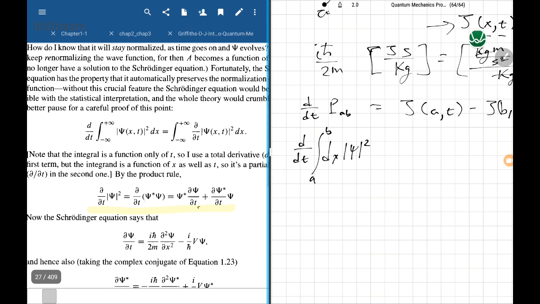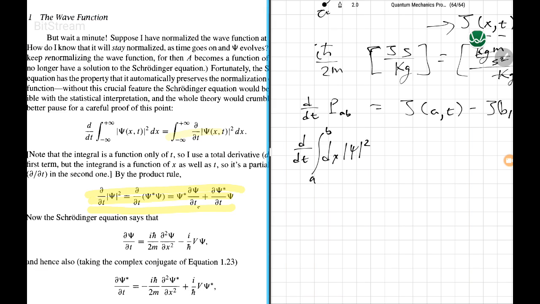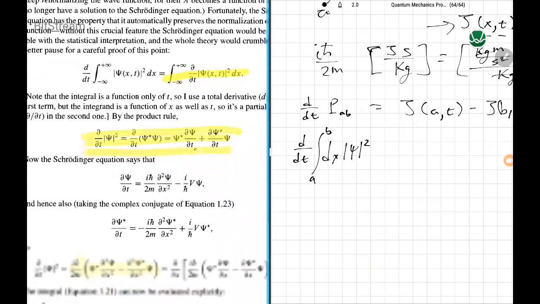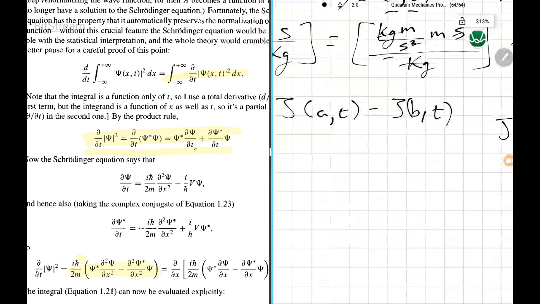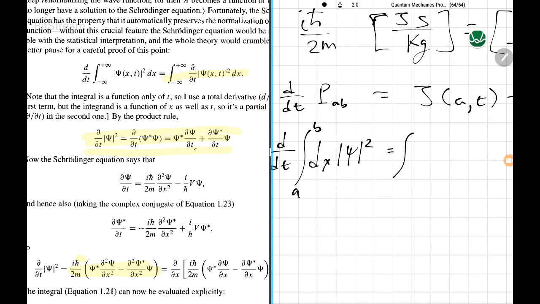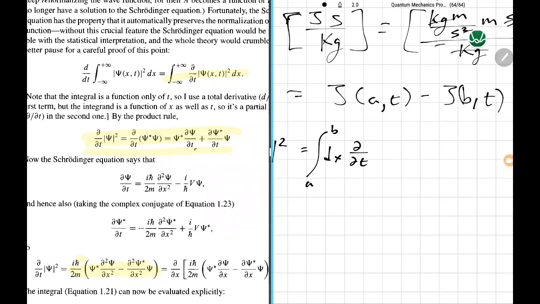As we can see here, we could put that inside the integral, and we can rewrite it in this format, which is exactly what our j equals. So this guy is going to equal from a to b dx partial derivative with respect to t of this wave function squared. So that's going to be psi complex conjugate.